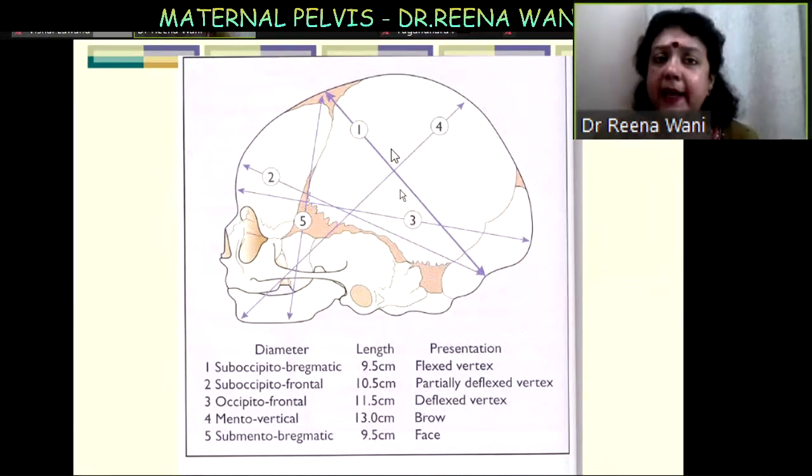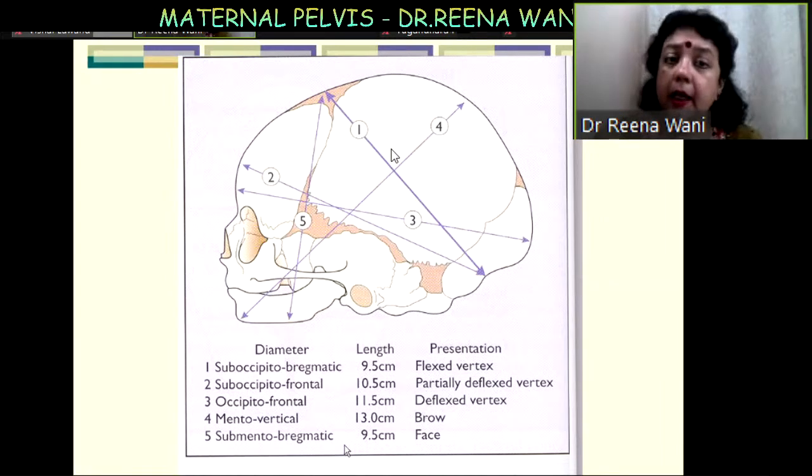This diagram is also showing you the diameters in various other types of labor. Let's go to number 5. Number 5 is also 9.5, submentobregmatic. The difference is, it is when the neck is fully extended and you are having a face presentation. The diameter is the same.